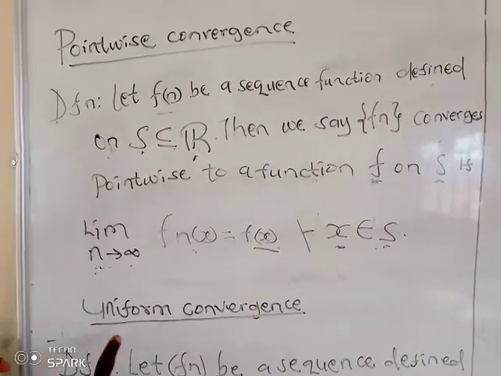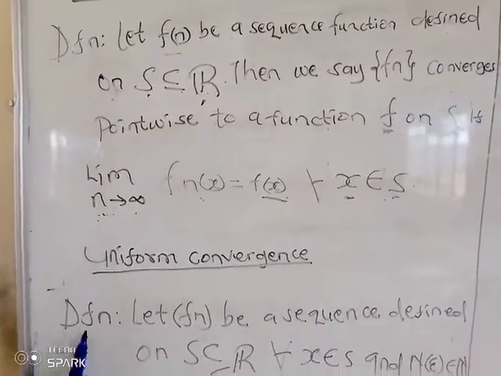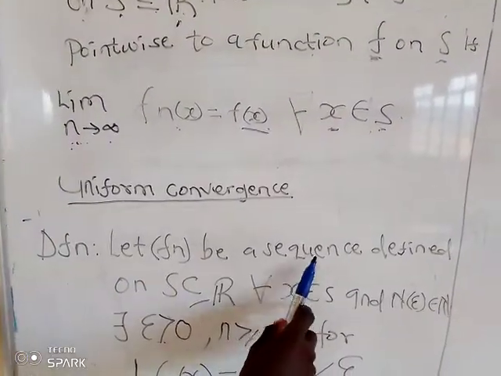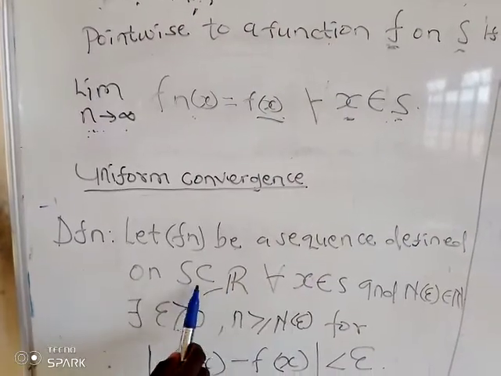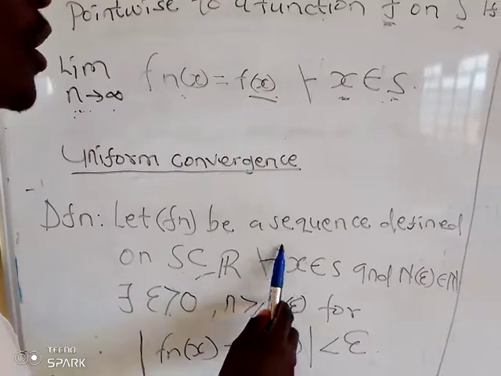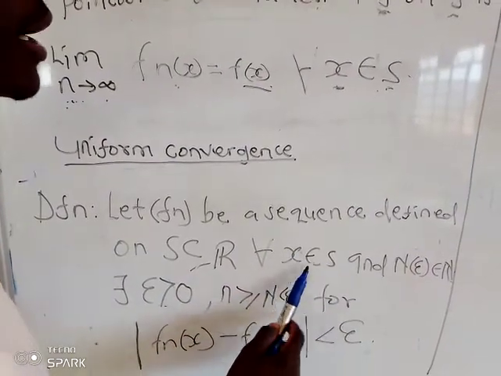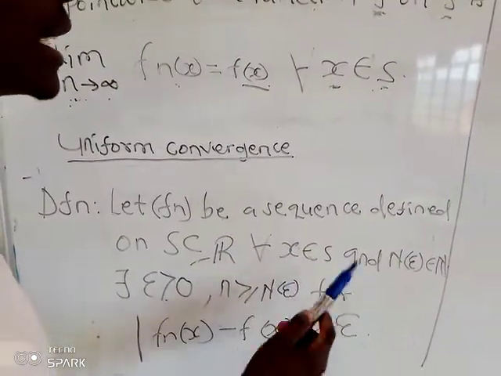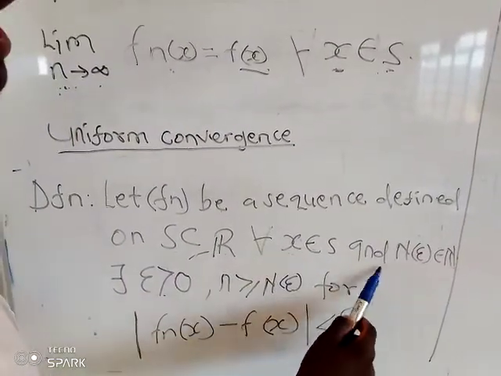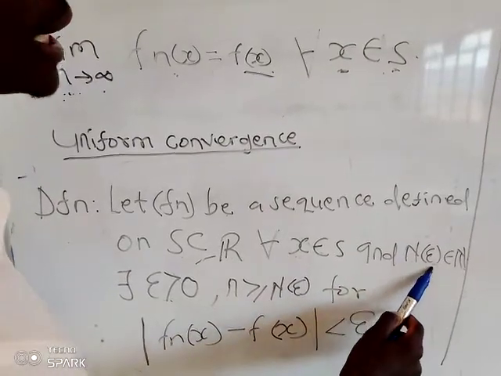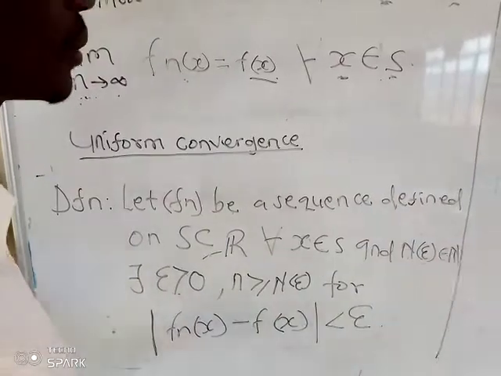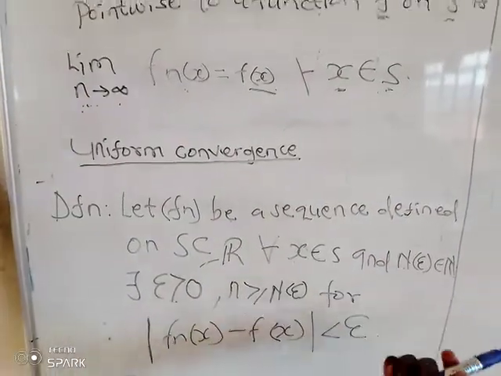We go ahead and define uniform convergence. By definition, we let f_n be a sequence defined on S contained in R. S a subset of what? R. For all x a member of what? S. For this instance, x can be any element between negative infinity and infinity. And let N be dependent on epsilon. And remember, epsilon is any number greater than 0, which is a member of what?